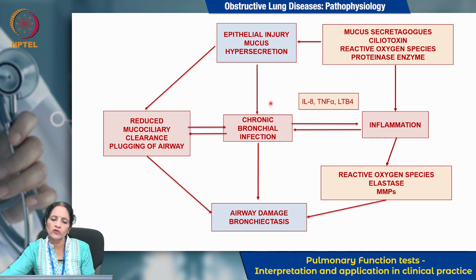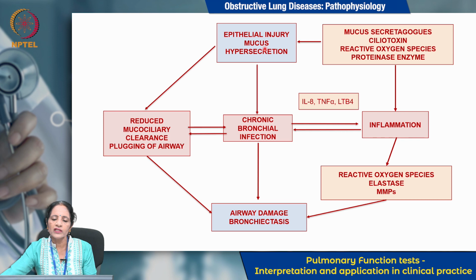So, what is the pathophysiology of bronchiectasis? There is epithelial injury and mucus hypersecretion because of mucus secretagogues, ciliotoxin, reactive oxygen species, and proteinase enzymes. These are all the consequences of infection leading to epithelial injury and mucus hypersecretion. This will lead to reduced mucociliary clearance and plugging of airway due to mucus plug, and that leads to chronic bronchial infection.